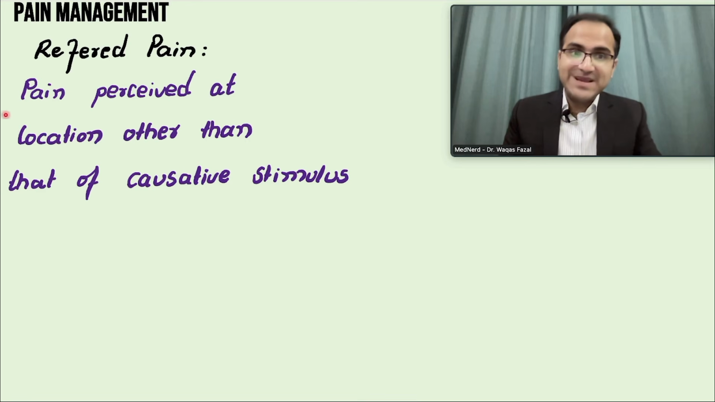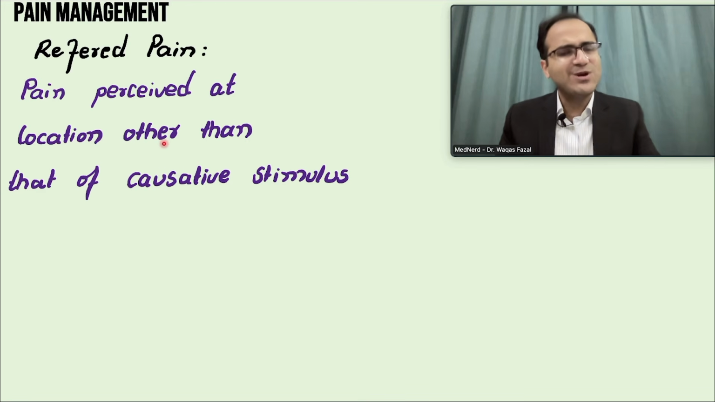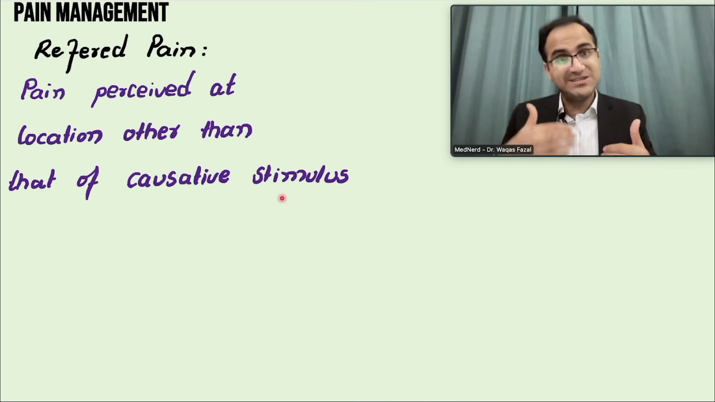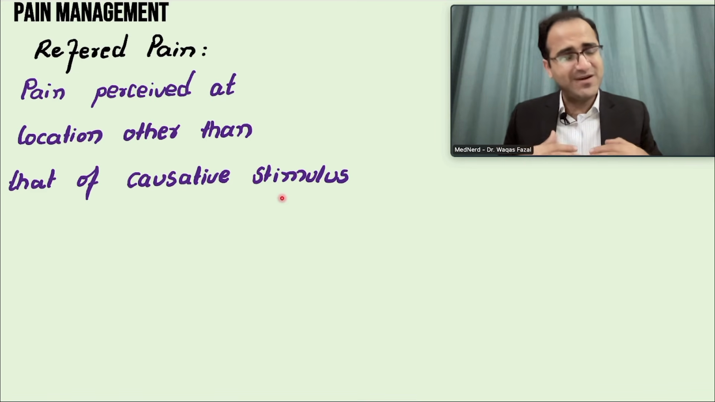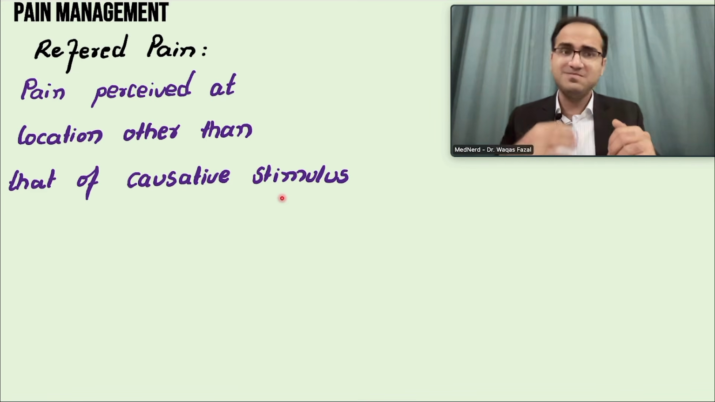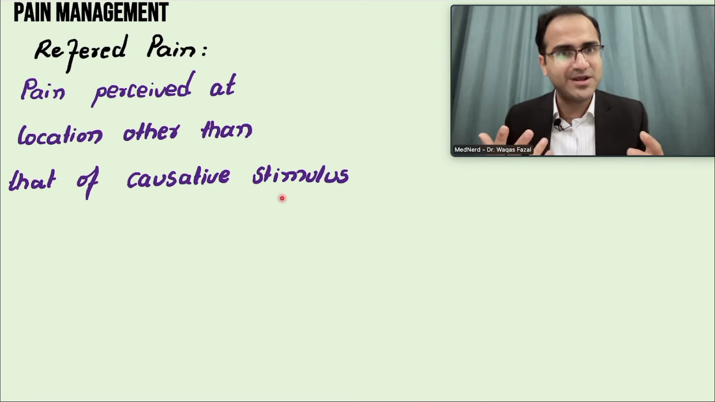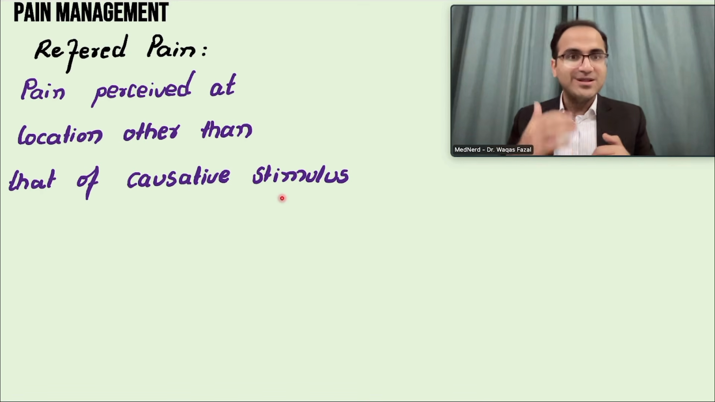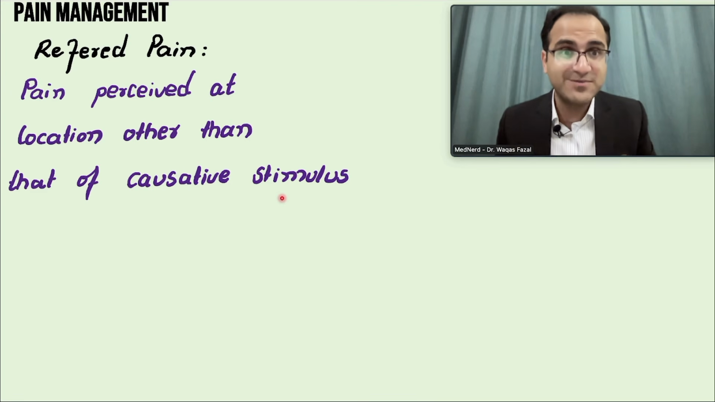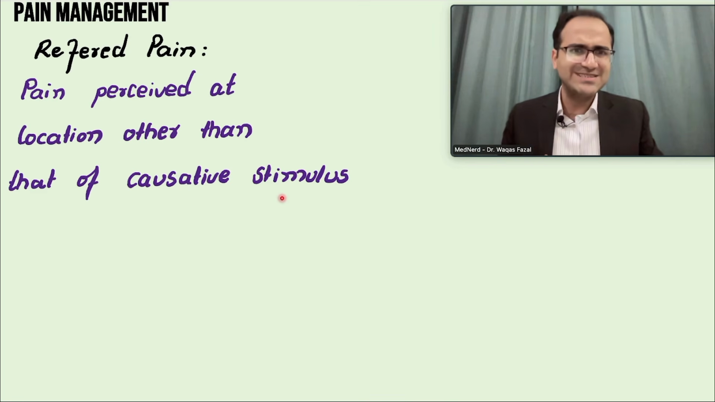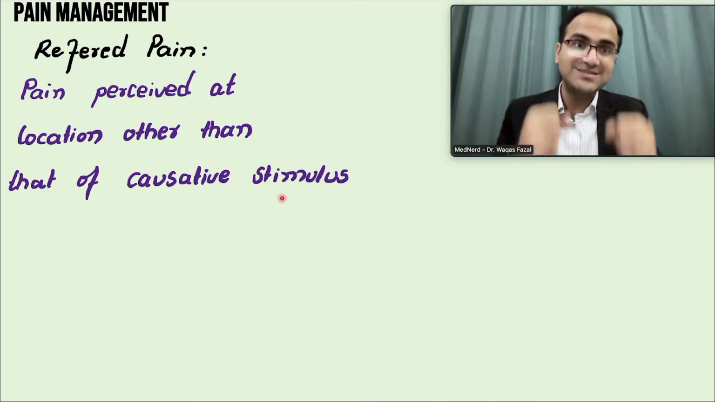Now coming to referred pain. Referred pain is the pain that is perceived at a location other than the causative stimulus. The problem might be somewhere else in the body, but the pain is occurring far away from that. The problem might be irritation of the diaphragm due to splenic rupture, but the pain is occurring in the left shoulder. This is referred pain. The patient will complain, I am having pain in my left shoulder, but the problem is splenic rupture, and that splenic rupture is irritating the diaphragm. There is no problem on that side, but there is pain in the left shoulder. That is referred pain. Now why does this occur?